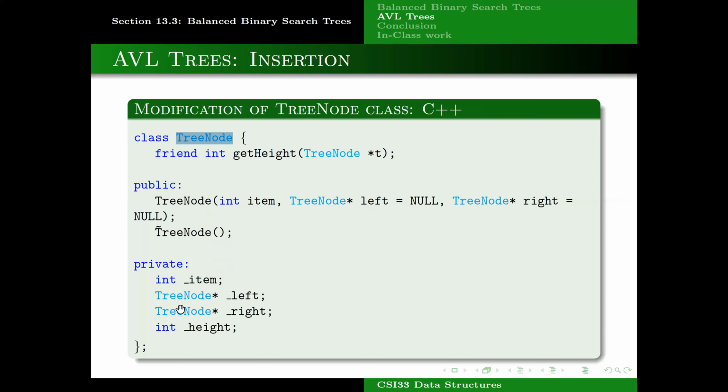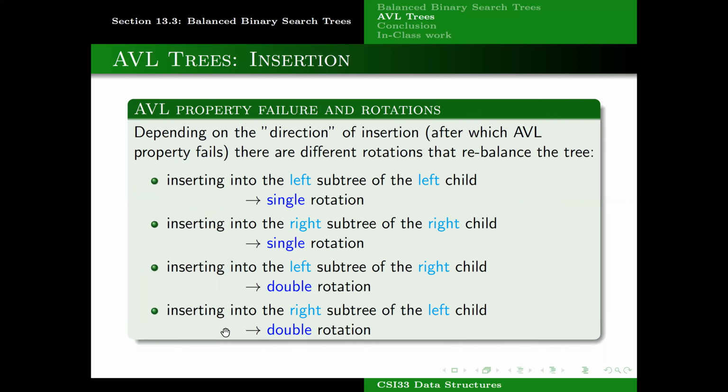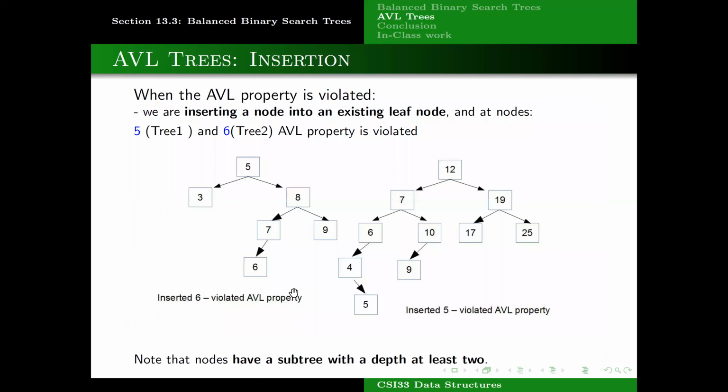Okay, and then 4 attributes, right? So the item, the left subtree, the right subtree, and then the height. Now, depending on where exactly the insertion was, we will be doing either 2 rotations or 1. So if we inserted into the left subtree or the left child, so this is what happened in this example. Let me show it over here.